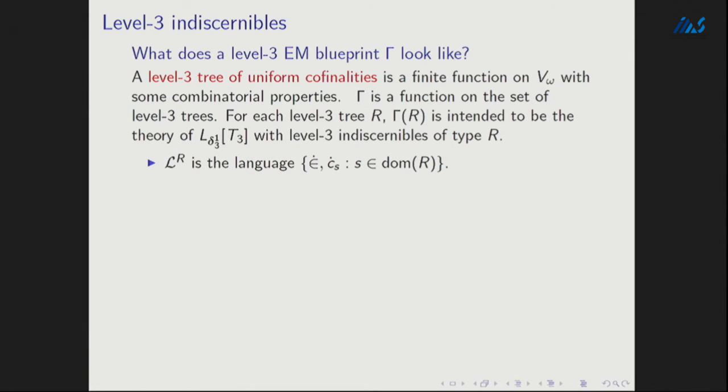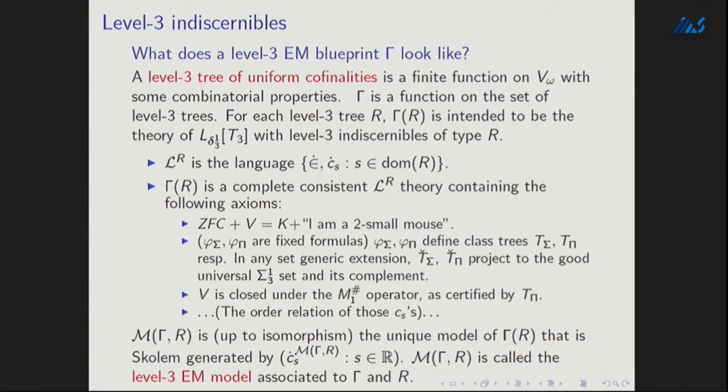So for every tree, this technical tree, the blueprint sends this tree to a complete consistent theory, and the theory will look like the theory of L_{delta 1,3}[T3]. And the theory will describe something which generalizes ZFC plus V equals L. So it will say that ZFC plus V is the core model plus I am a too small mouse, and there is a fixed pair of formulas which witness the universal Π^1_1 Σ^1_3 set and the universal Π^1_3 set, and they are correct about the M1 sharp operator, and finally something about the higher level indiscernibles.